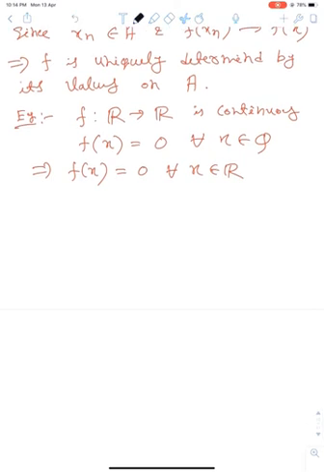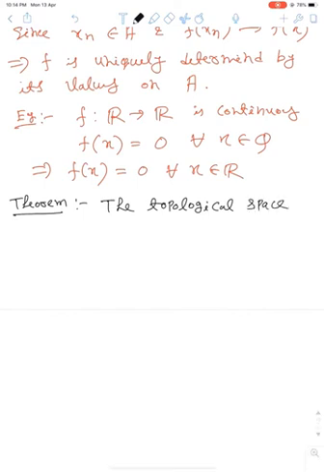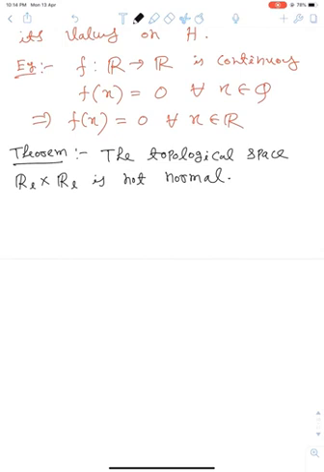Okay, anyway. Now we are ready to prove our main result. That is our main theorem. It says the topological space RL cross RL is not normal. So here is the proof.